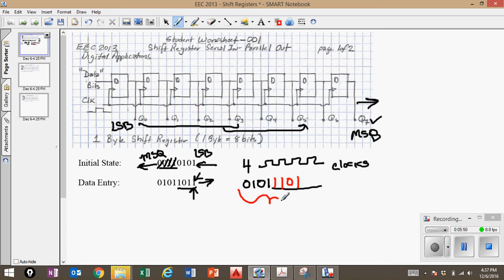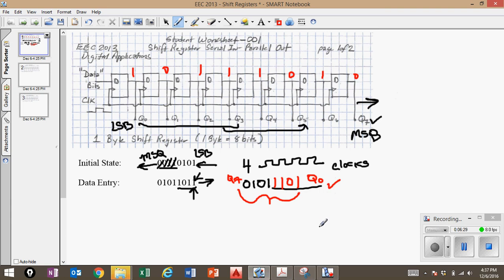So, the final state of my flip-flops, if I consider the left side as the most significant bit, or Q7, and I consider the right side the least significant bit, or Q0, this will be the value, which means the output here will be 0, 1, 0, 1, 1, 1, 0, 1. That will be the answer to this question.